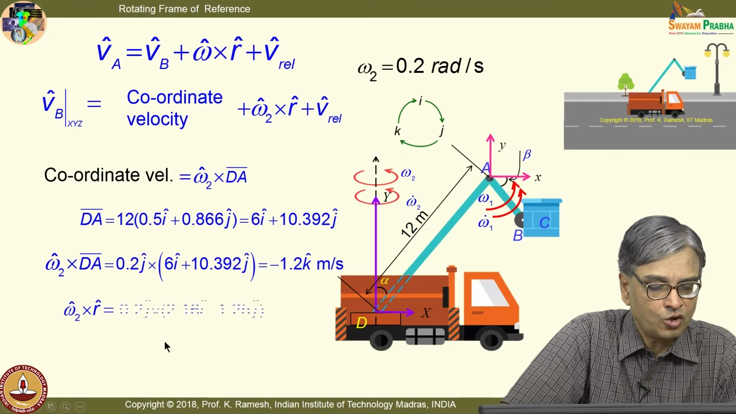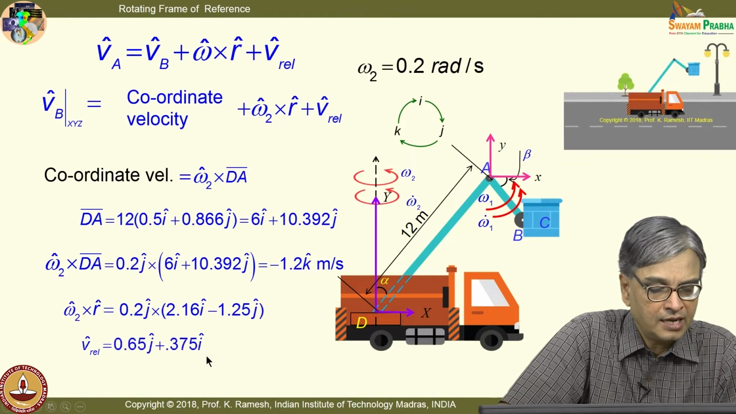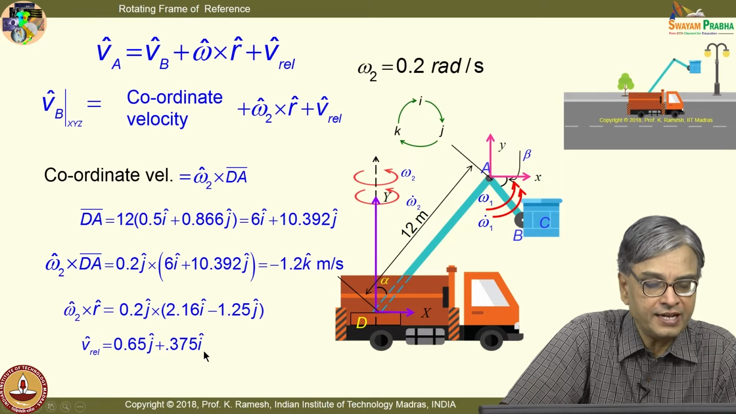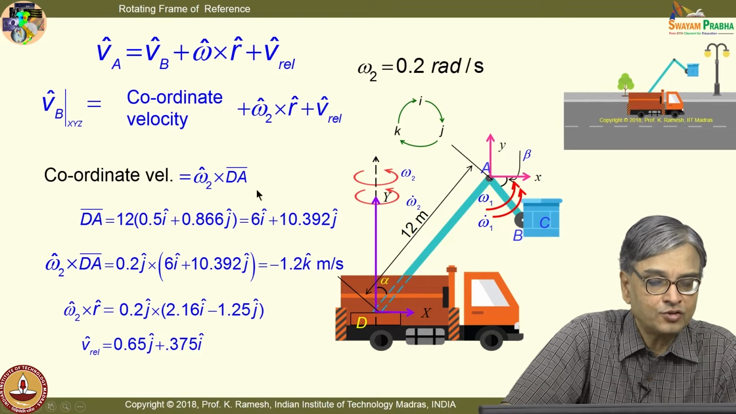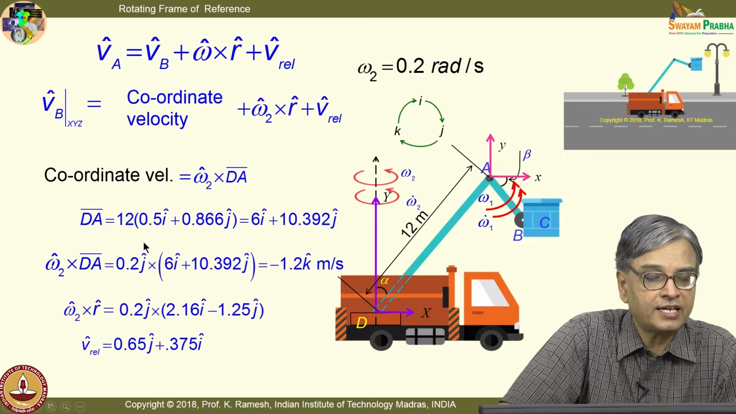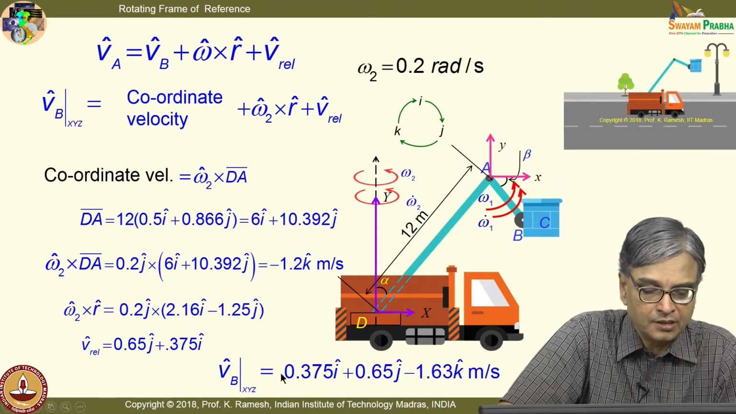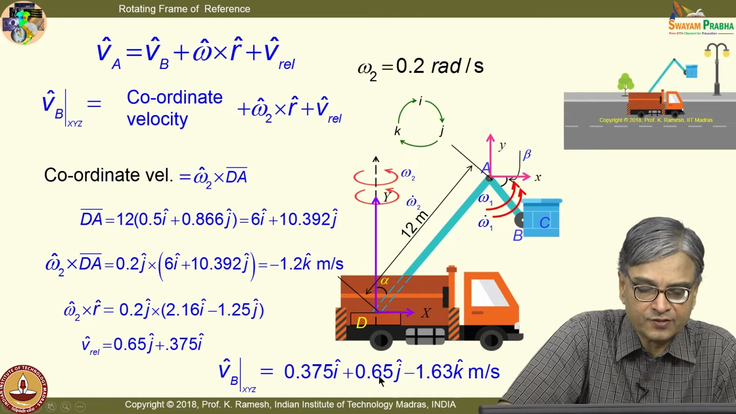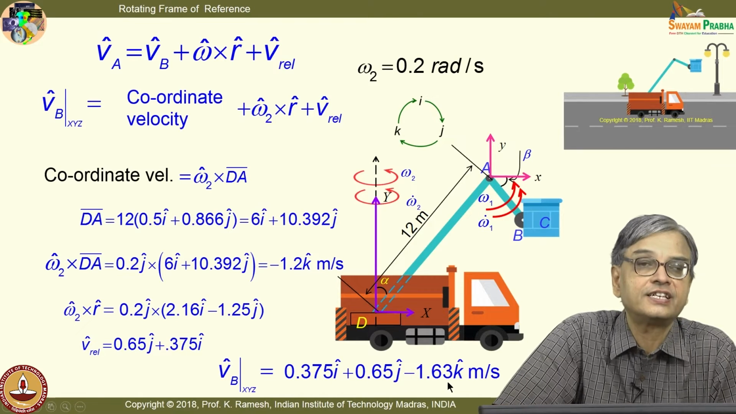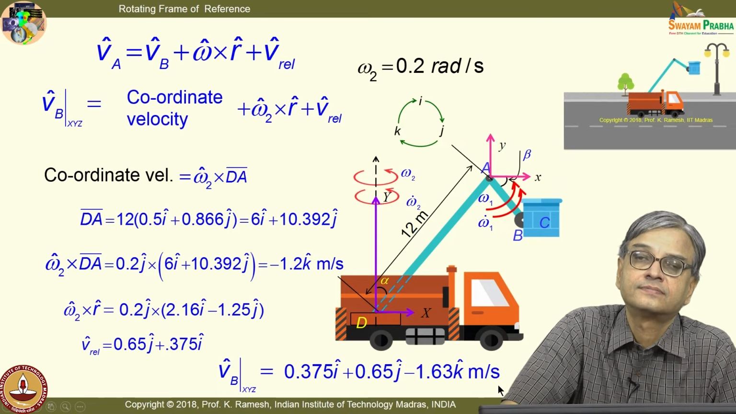So, omega 2 cross r is like this, and VREL is 0.65J plus 0.375I. And so, I have all the quantities for me to calculate VB. So, I get VB as 0.375I plus 0.65J minus 1.63K meters per second.